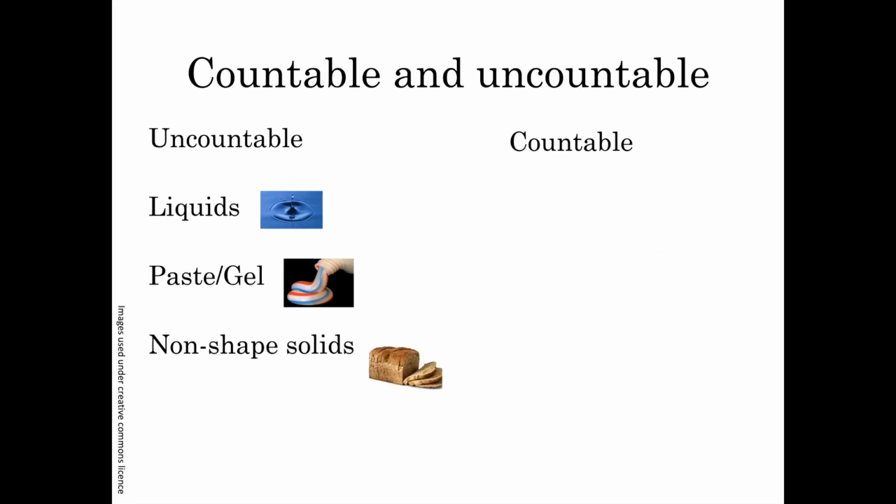Non-shaped solids, these are things that do not have a natural shape. They have a lot of different shapes. So we have things like bread, chocolate, soap, something like that. These things are made in different shapes. And abstract concepts. Some abstract concepts are uncountable, things like love or information, and also strangely money is uncountable.